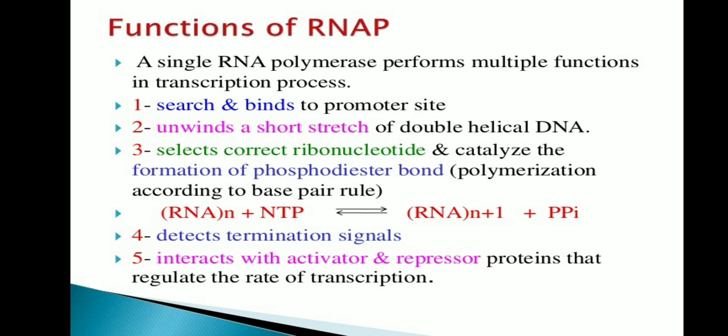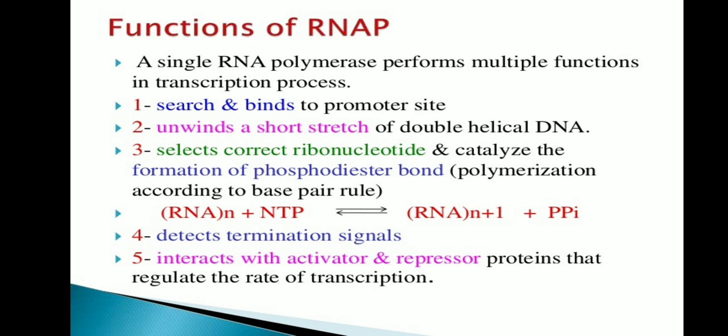Function of RNAP, that is RNA polymerase, it's a short form of RNA polymerase. A single RNA polymerase performs multiple functions in the transcription process. First, it searches for and binds to the promoter site. Second, it unwinds a short stretch of DNA, the double helical structure of DNA. Third, it selects the correct ribonucleotides and catalyzes the formation of phosphodiester bonds. That is called polymerization according to the base pair rules.